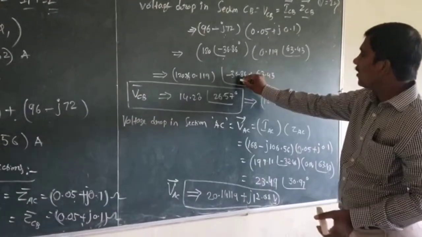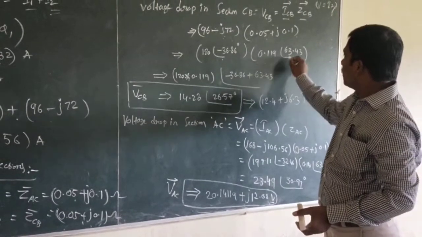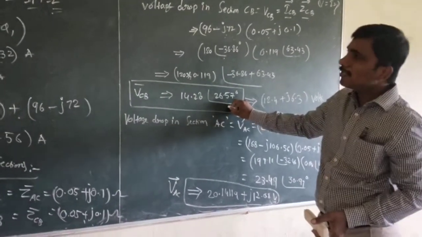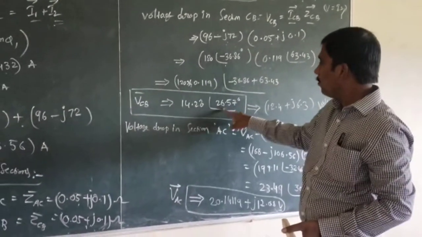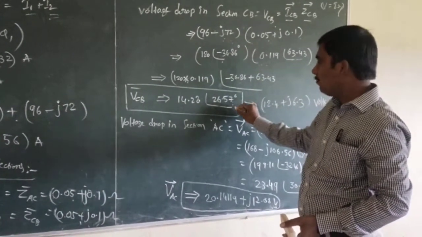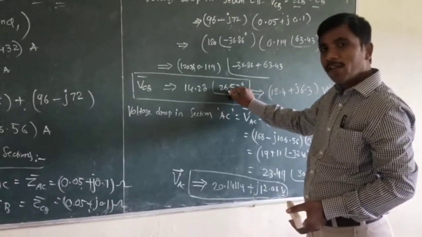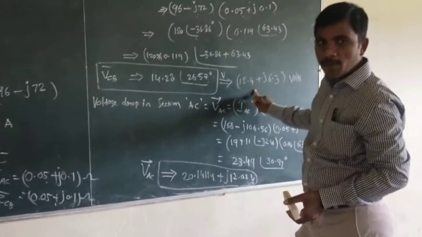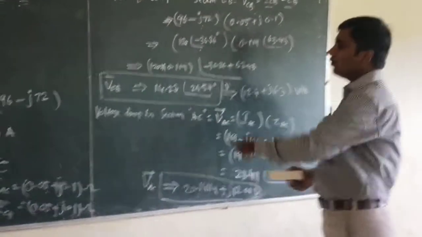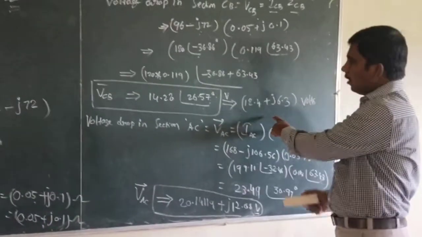Angle should be added: minus 36.86 plus 63.43. Therefore, the voltage drop in section CB is 14.28 at an angle of 26.57 volts. We have to convert this into rectangular form also. Wherever we want to use it, we can use this directly in rectangular form.